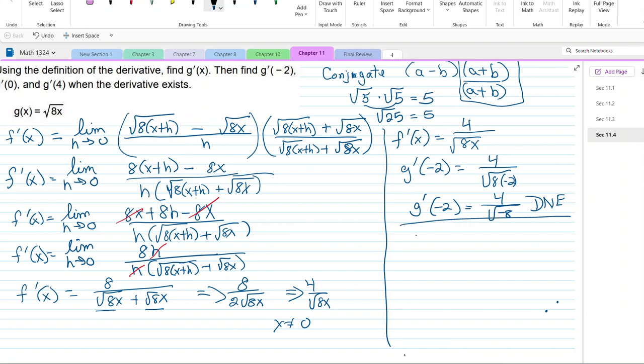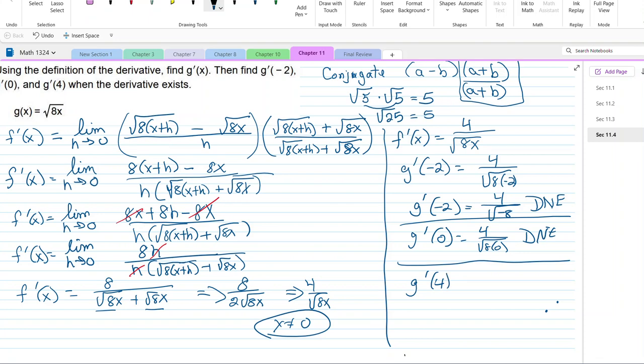Then we want g prime. Oh, uh-oh. No, that can't exist. Set it down here. g prime of 4. Now this one does exist. Now we've got the square root of 16 times 2. So that gives me 4 over 4 times the square root of 2. And that works. So we've got this problem solved with 2 that did not exist and 1 that did.